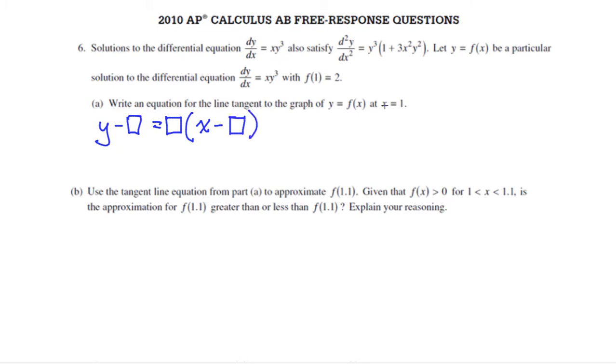And they give you x and they give you y, so x is 1, y is 2, so you can immediately plug in those values. X is 1, y is 2, but we don't have the slope. Luckily they give us y prime here. So we just need to plug in 1 and 2 into this equation. When I plug in 1 here and 2 here, that's going to be 2 to the power 3, which is 8. 8 times 1 is 8, so the slope here is 8, and then I get my point.